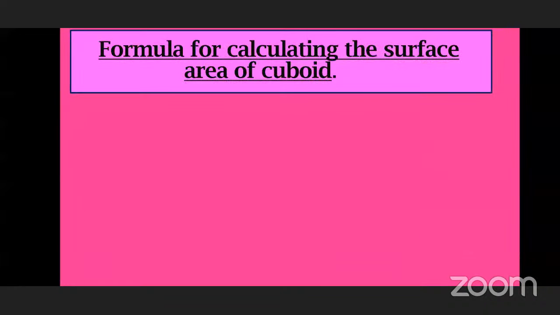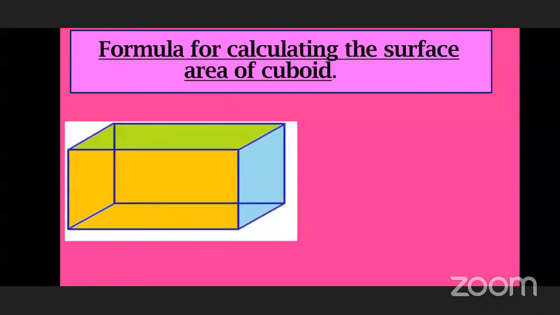Now let us see the formula for calculating the surface area of a cuboid. We have seen the formula of a cube. Now we are going to see the formula of surface area of a cuboid. See children, this is a cuboid. How can we find the surface area of a cuboid? Just now we have seen surface area. That means we have to take the total of all the faces, and as it has 6 faces, we have to add the areas of all 6 faces.